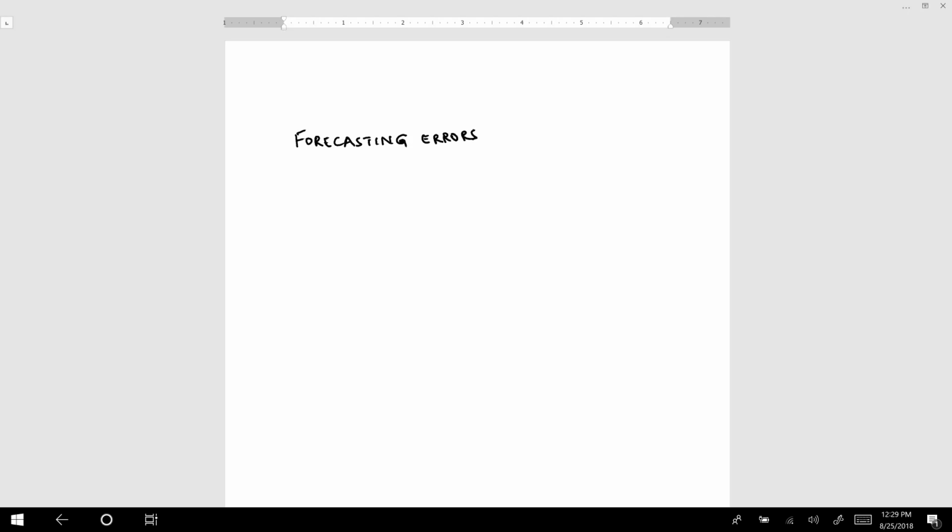Firstly, an error, sometimes they will be calling it a deviation, is the difference between the actual value minus the forecasted value. So, for any time period t, you are trying to see what did you forecast and what was the actual value, and if you take the difference, it's an error.